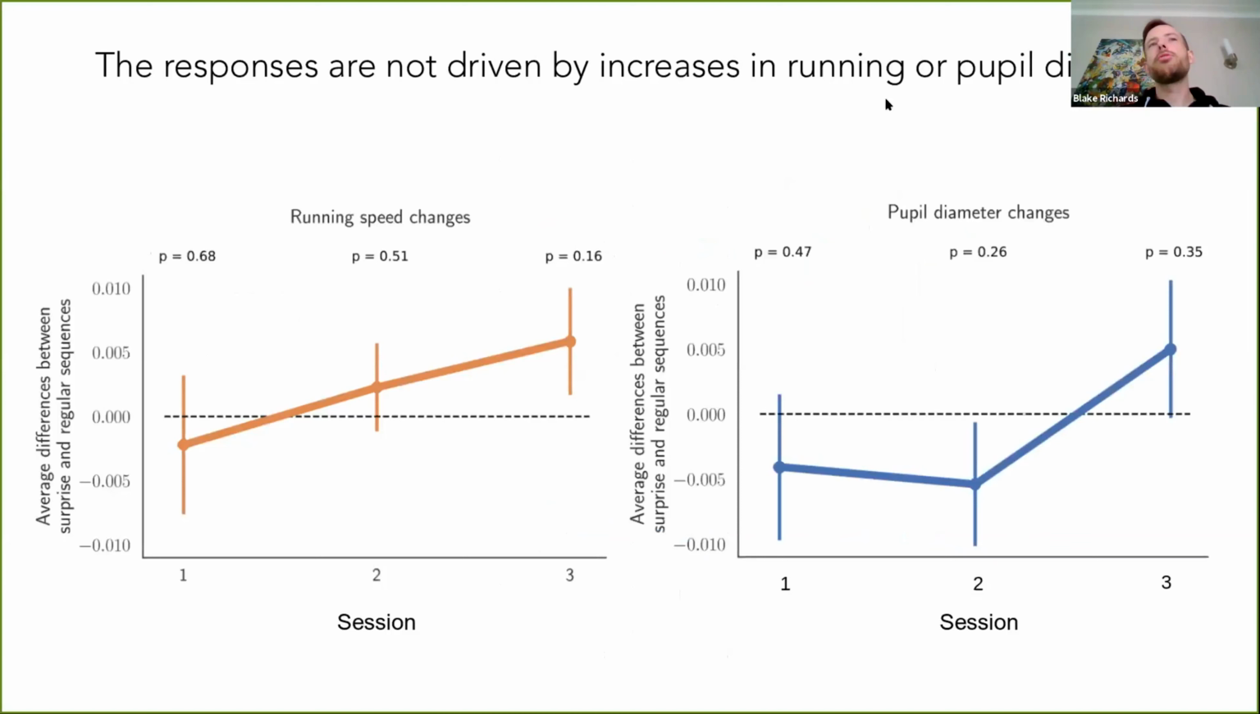And lastly, just as a control, we checked whether these responses were ultimately being driven by behavior, because there's a lot of evidence that mouse visual cortex is, in fact, highly driven by motor inputs. And what we found effectively is that there were no statistically significant changes in running speed to explain these responses, and no statistically significant changes in pupil diameter, suggesting that this is not something driven by the animal responding to the thing, and then there being a response in visual cortex. It's driven by the stimuli.